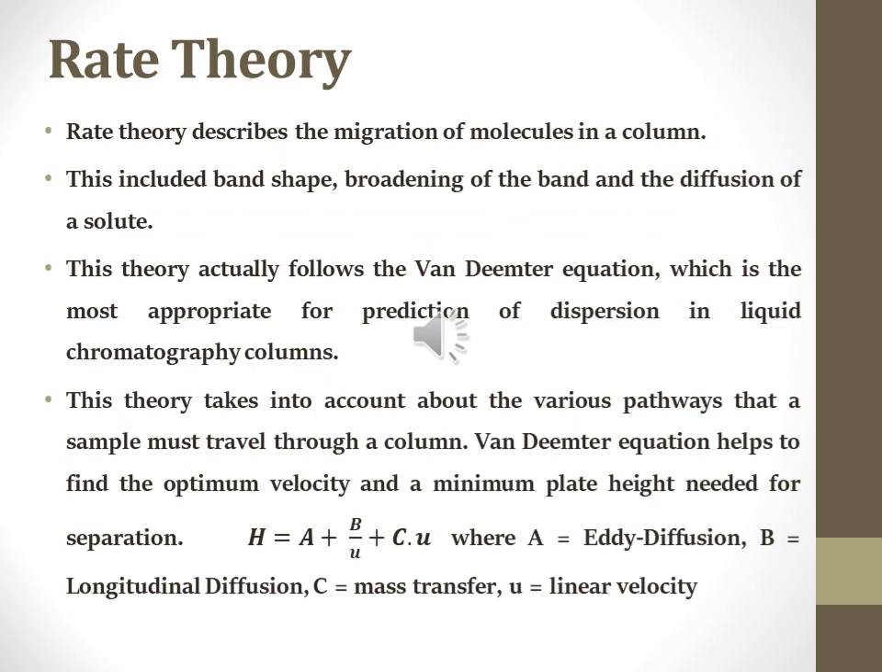Second is our rate theory. What is rate theory? Rate theory describes the migration of the molecules in the column. Therefore, it can also explain the band shape, broadening of the band, and the diffusion of a solute. This theory follows the Van Deemter equation. The Van Deemter equation is the most appropriate equation used for predicting the dispersion in liquid column chromatography. This theory also takes into account the various pathways that a sample must travel through a column. The Van Deemter equation helps to find the optimum velocity and the minimum plate height needed for the separation.